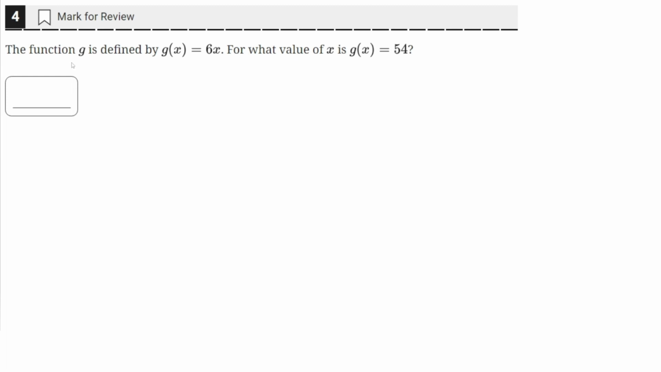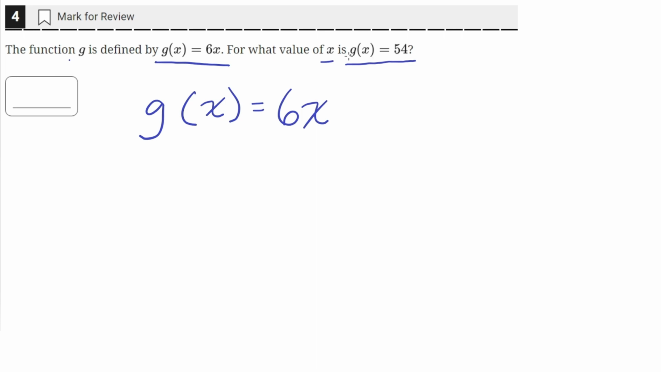The function g is defined by g of x equals 6x. For what value of x is g of x equal to 54? Okay, so we have that g of x is equal to 6x. And we want g of x to equal 54. So we'll set g of x equal to 54, and we need to solve for the value of x that gives us 54. So we'll just set them equal to each other, and we'll just solve for the value of x.